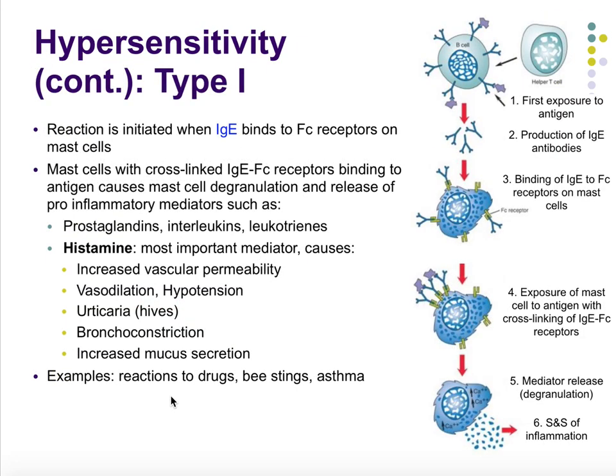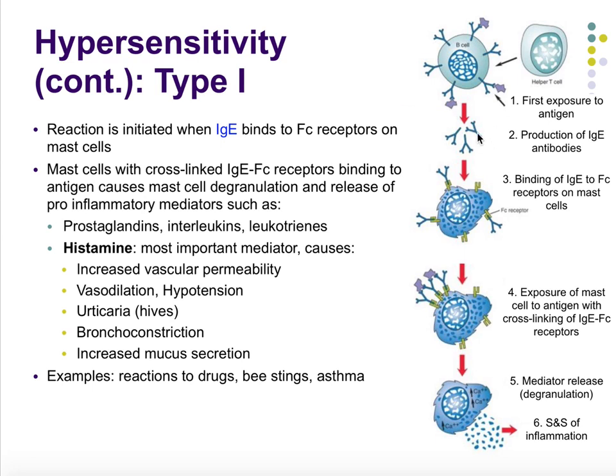So let's take a look at an example of this. Here we have our first exposure to an allergen, and this allergen will bind to our B cells. Our B cells will get stimulated and turn into plasma cells and make antibodies. In this case, it's going to make IgEs against this allergen.